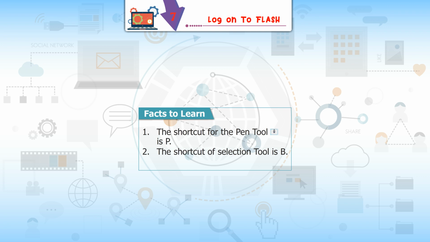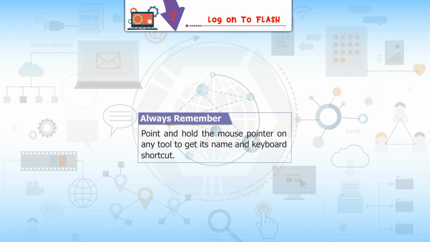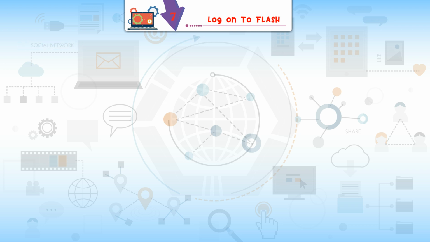Facts to learn. 1. The shortcut for the Pen tool is P. 2. The shortcut of the Selection tool is B. Always remember, point and hold the mouse pointer on any tool to get its name and keyboard shortcut. Line tool.